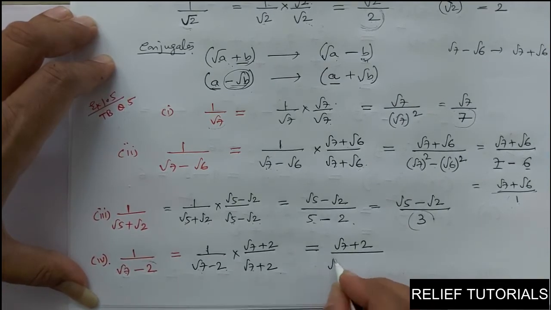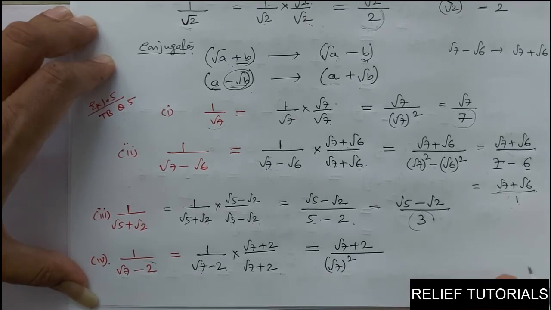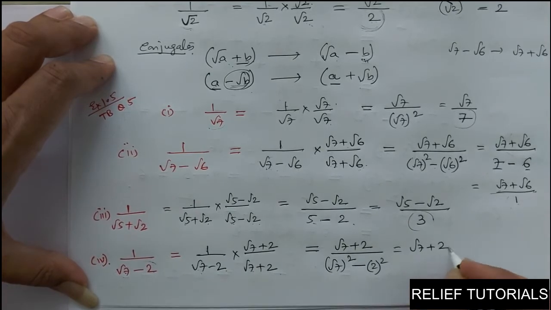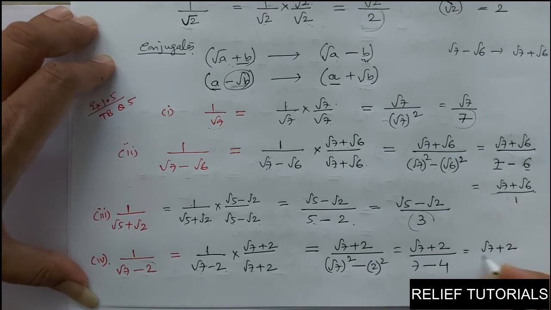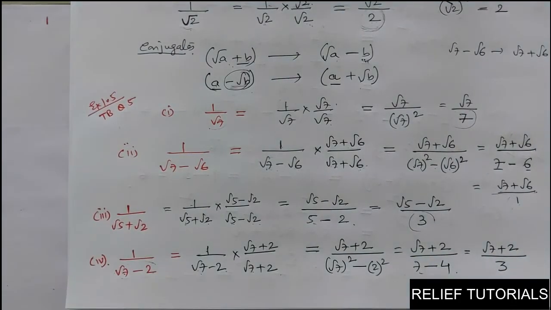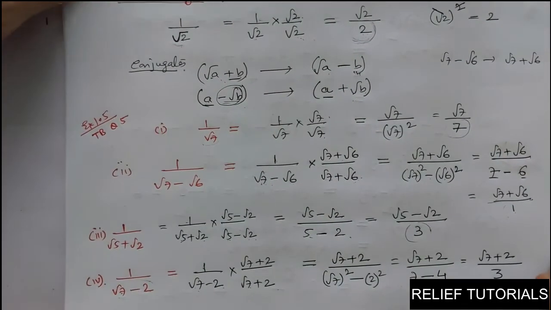So a square, that is root 7 square, if you want to write this step, otherwise no need. Minus b square, b is 2 square. So what will you get? Root 7 plus 2 upon root 7 square is 7 minus 2 square is 4. So the answer will be root 7 plus 2 upon 7 minus 4. 7 minus 4 is 3. So this is called rationalizing the denominator.